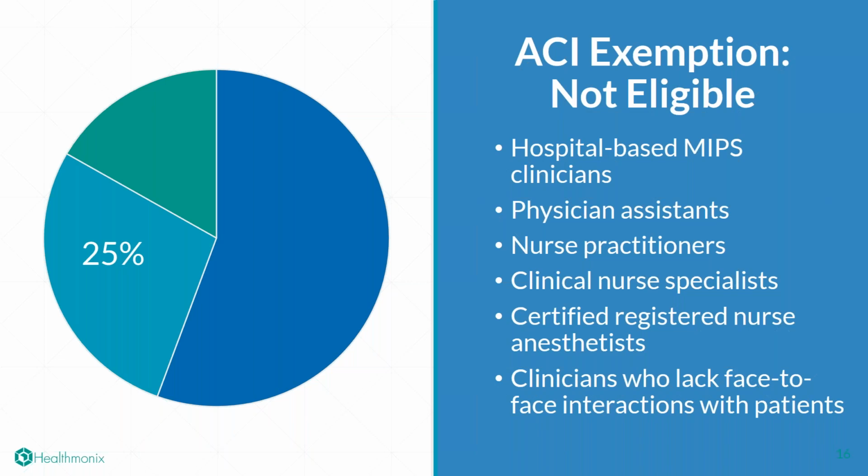If you fall into, or your clinicians fall into these categories, they are actually exempt from ACI, and their score for ACI will be reweighted into quality. So they won't be penalized for not utilizing an EHR, and that point value will then shift into the quality performance category. And this is an automatic exemption, so CMS will know if your clinician is considered one of these clinician types and adjust your MIPS score accordingly.